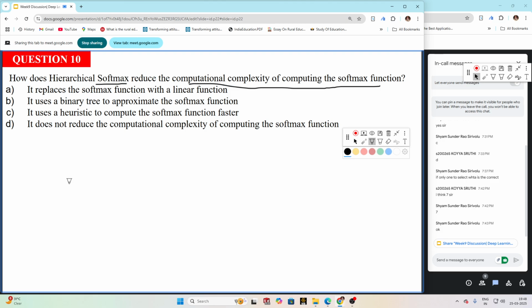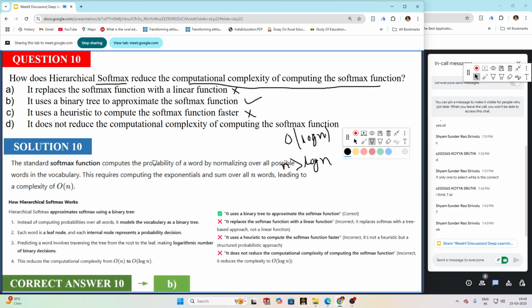So any guesses for this? B, it uses a binary tree. Yeah. It replaces the softmax function with a linear function? No, this is false. It uses a heuristic to compute the softmax function faster? No. It does not reduce the computational complexity? No. I have told you, for hierarchical softmax, the computational complexity is O(log n). So actually it is reducing the complexity, because n is greater than log n. That is why we are reducing the complexity in the case of hierarchical softmax. So option B is the correct answer.